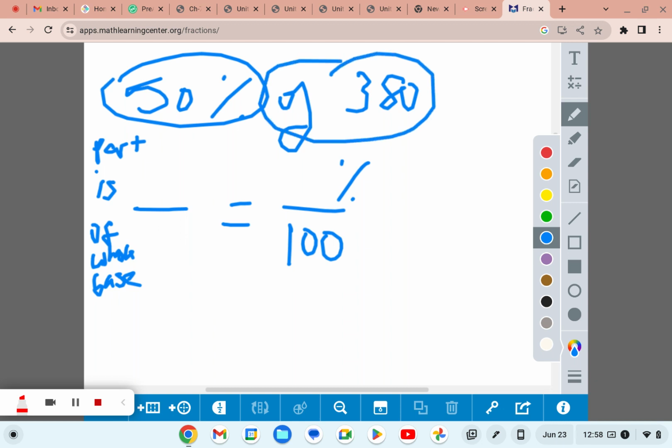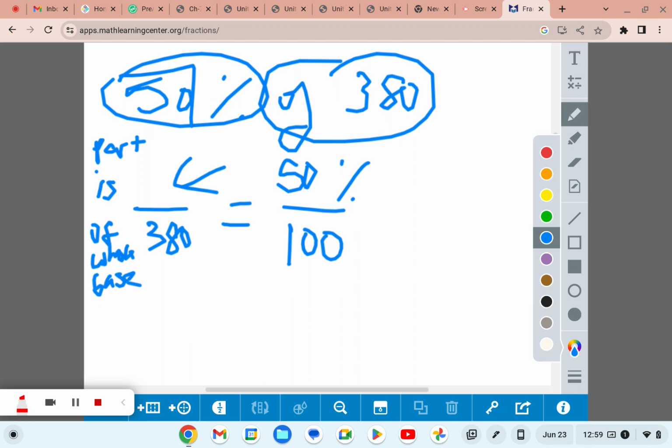So we see of 380. So we would plug the 380 there and we see 50%. So we would plug that in here. What are we looking for? We're looking for the part that goes right here. Now, I'm going to walk you through this whole work, but before we even do that, I want you to think of what is the question asking. It is asking me, what is 50% of 380?